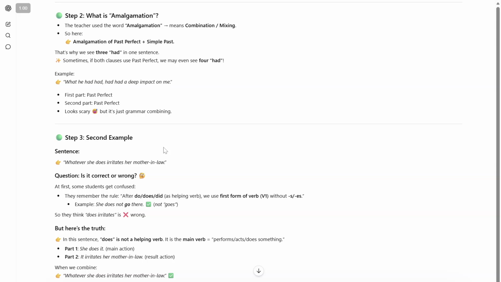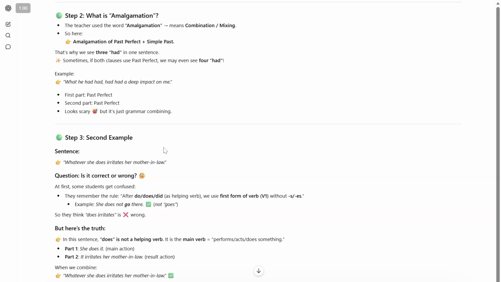Part 1, she does it. Part 2, it irritates her mother-in-law. Result, action. When we combine, whatever she does irritates her mother-in-law, meaning whatever action she performs, that action irritates her mother-in-law. So here, both does and irritates are main verbs. That's why irritates has s, because subject equals it.